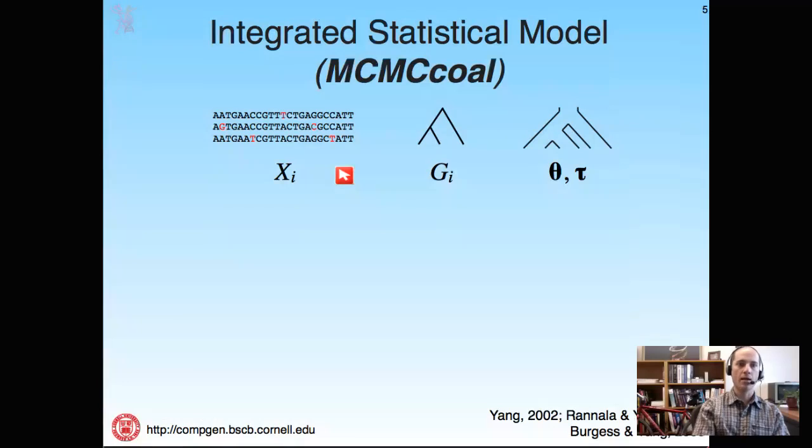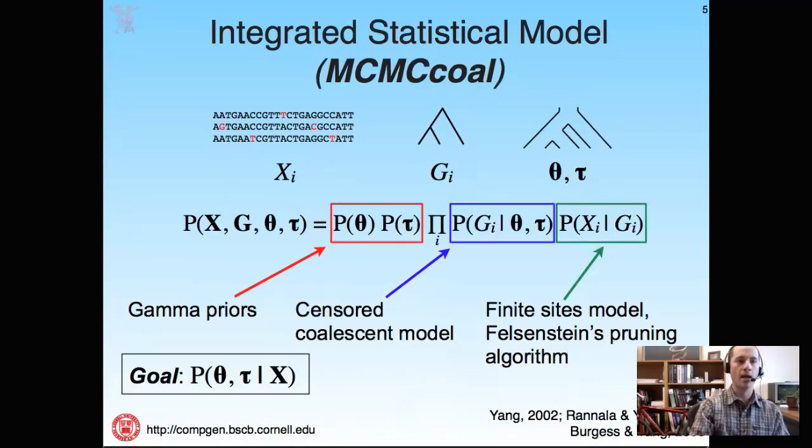And it attempts to get at an approximate posterior distribution for these free parameters of interest, the theta and the tau parameters, given the data, by Markov chain Monte Carlo methods. In doing this, it exploits the fact that when you augment the variables with an explicit representation of the genealogies, the likelihood calculations become fairly straightforward.